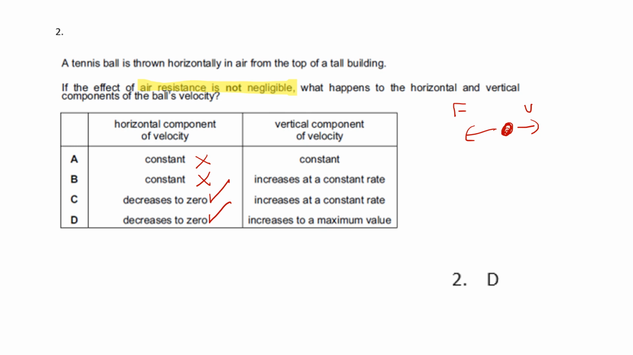And thinking about the vertical component, there's going to be weight pulling down on the object, but as it increases speed, there's going to be a drag force or an air resistance acting upwards. And that drag force is going to increase with speed to the point where it exactly balances the weight and terminal velocity is reached. And so the vertical component of the velocity increases to a maximum value. So the answer here is D.